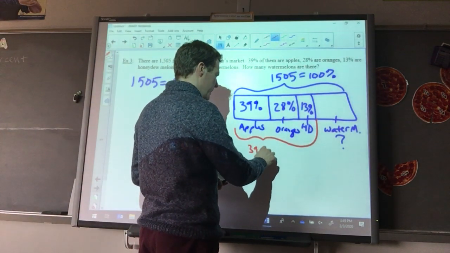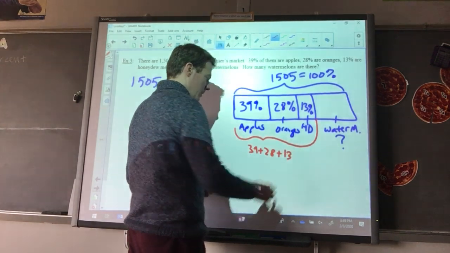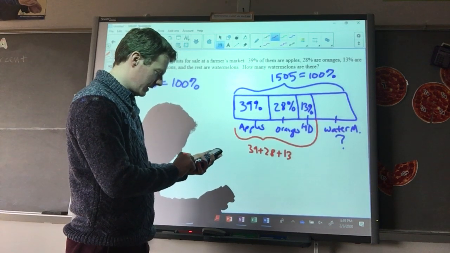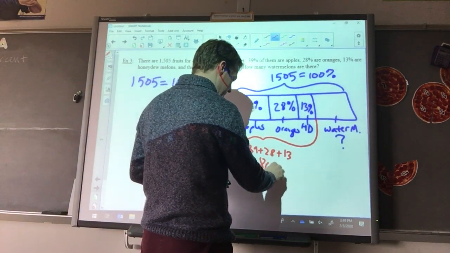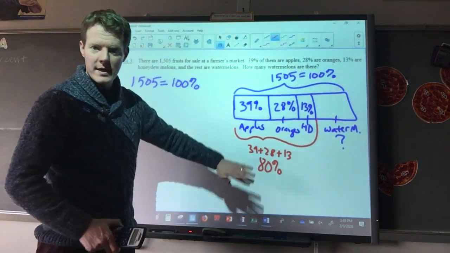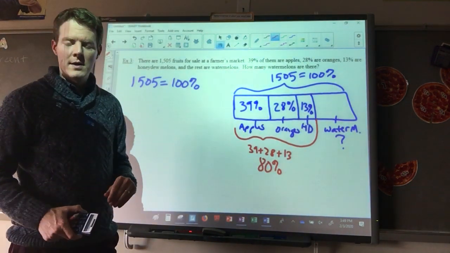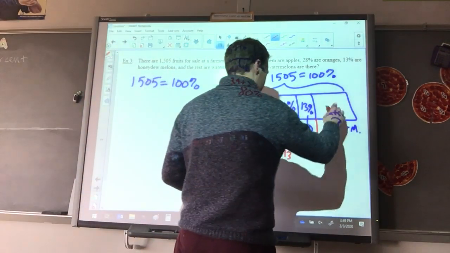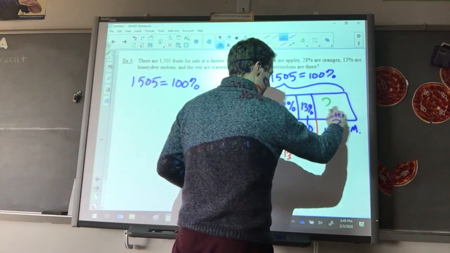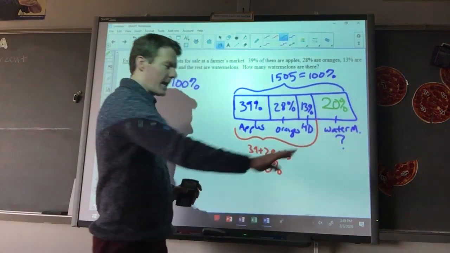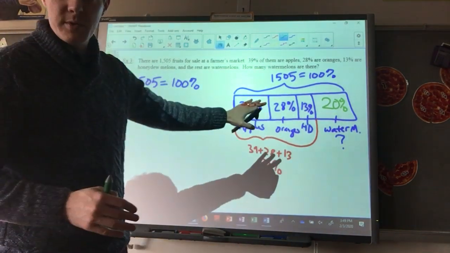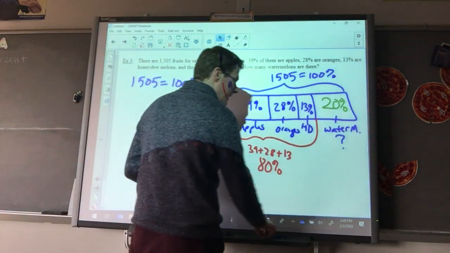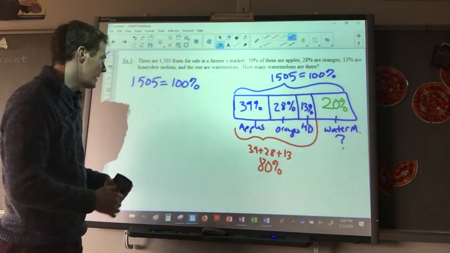So I'm gonna add all these up. I got 39 plus 28 plus 13. Oh, that's easy. 80% of the fruit is these three things. So if I take that away from 100, that leaves me 20% left, which is the watermelon amount. Because together it has to equal 100%, and 20% is the rest. Now, so that's my target. That's the percentage, that's watermelon, that's the target I'm trying to get to.